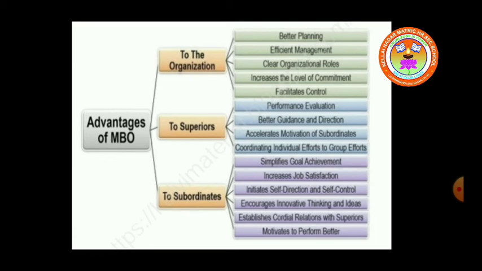A department does not work at cross purposes with another department. In other words, each department's objectives are consistent with the objectives of the whole organization. Systematic evaluation of performance is made with the help of MBO.